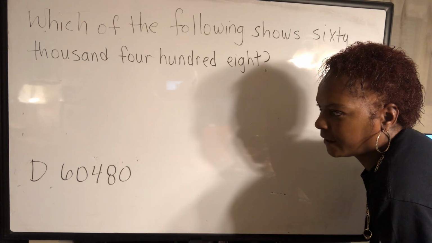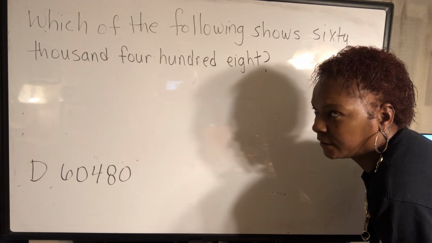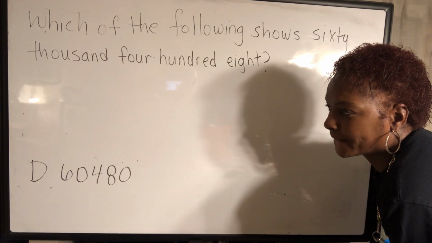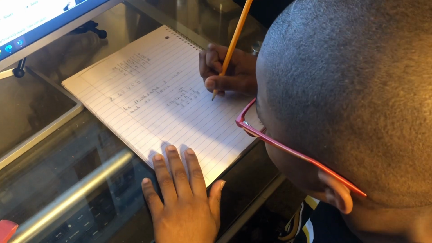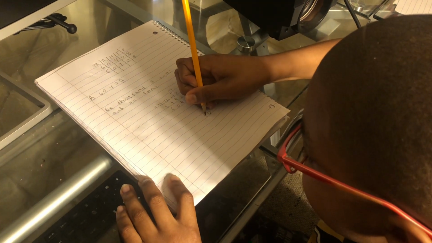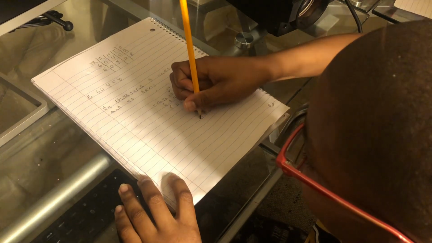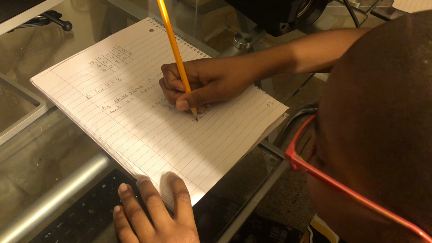All right, so now we're going to work our last choice, D, 60,480. So, what's the first thing we're going to do? We're going to write our labels for the place value. Ones, tens, hundreds, thousands, 10,000.